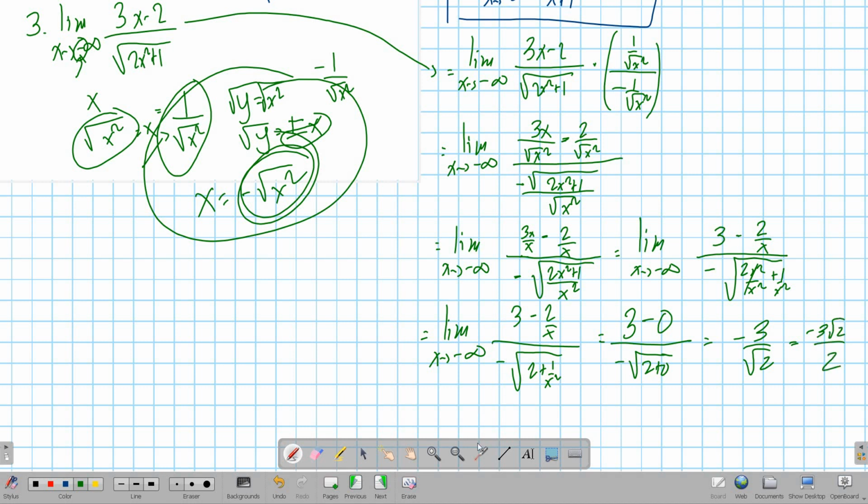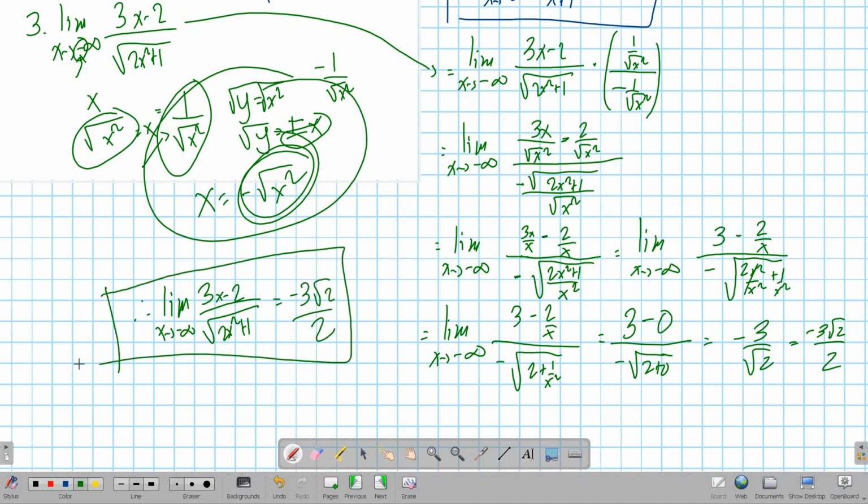Again, let me emphasize the mistake that happened here: in 3x minus 2, there should not have been a negative, because that negative is applicable only at the square root part, since this is coming from negative infinity. Therefore, the limit of 3x minus 2 over the square root of 2x squared plus 1 as x approaches negative infinity will be equal to negative 3 square root of 2 over 2.